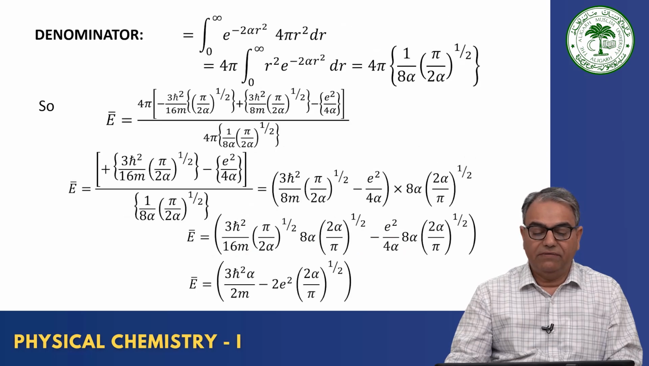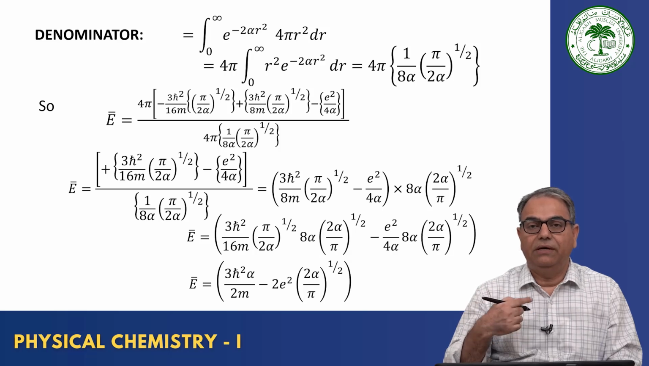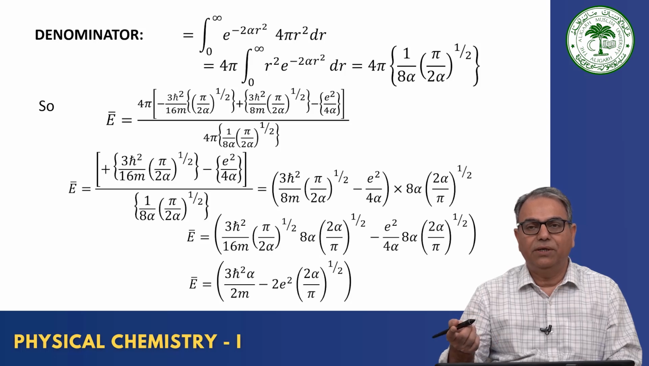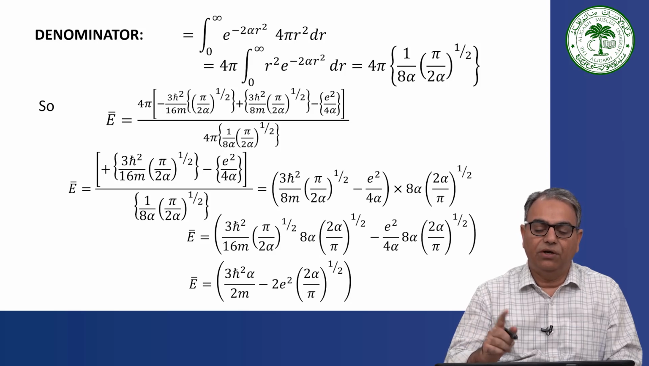Having found the numerator value, one can find the denominator value. Now here, in the previous case, we normalized the wave functions, and then we said that the denominator calculation is not required because it will be equal to 1. But here we did not normalize it. Instead, we find out the value of the denominator.